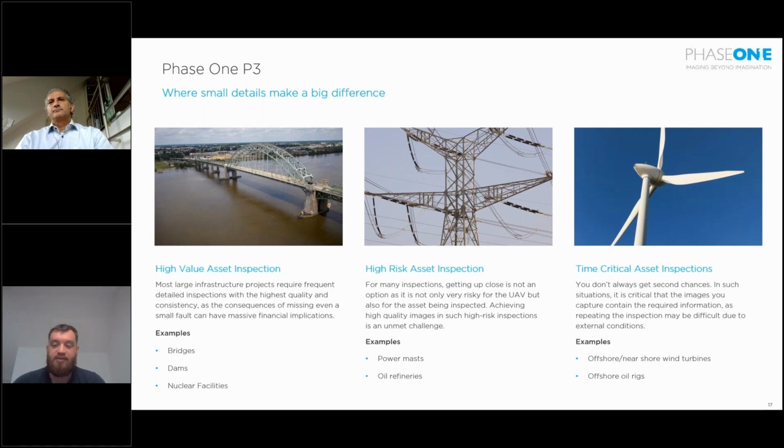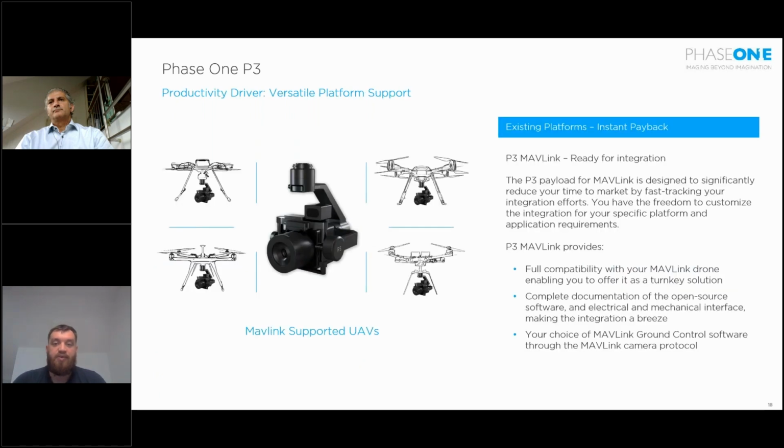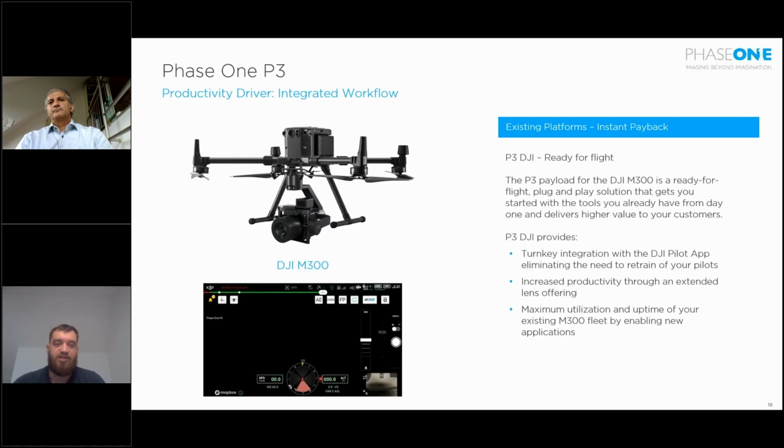And of course, last but not least, I can mention time-critical asset inspection, for example, offshore and nearshore wind turbines and offshore oil rigs. Our P3, as I said, is coming in two versions. One is for Mavlink communication drones, so it's ready for integration. This means that you get a complete kit that is ready for integration. You need to do some adaptations to the kit and it can be used on any drone in the market that is using Mavlink communication.